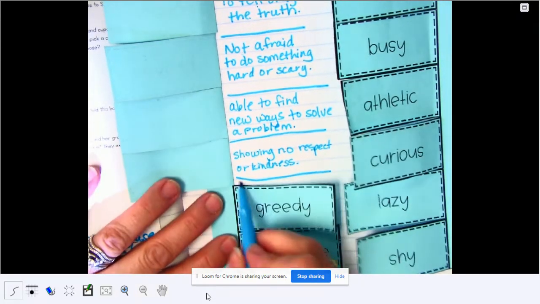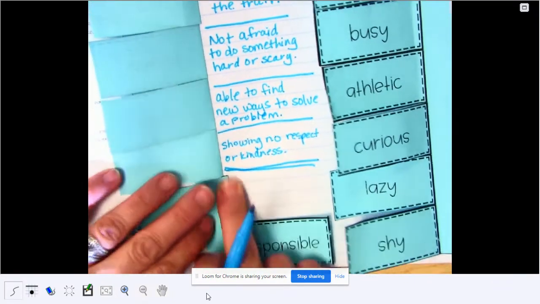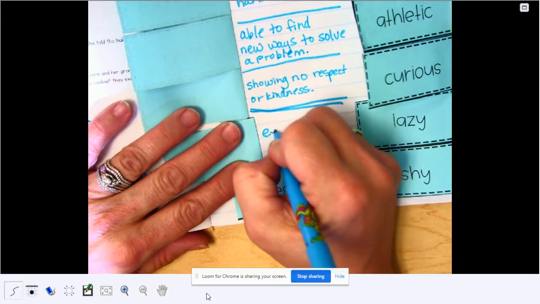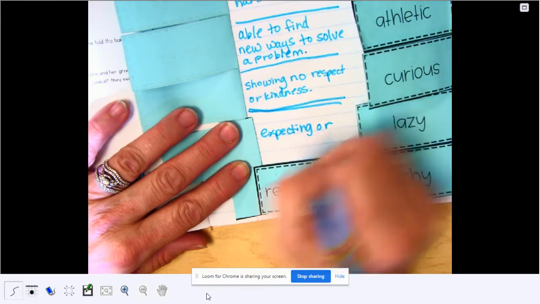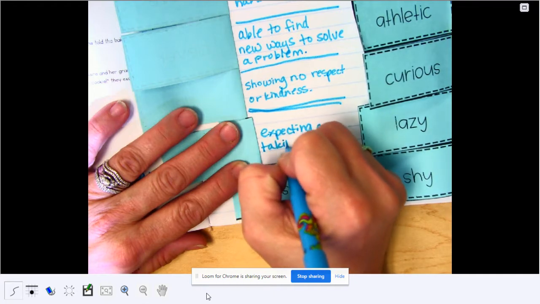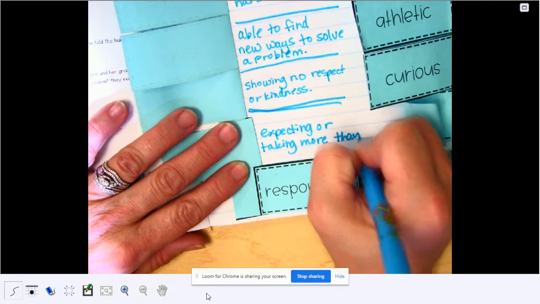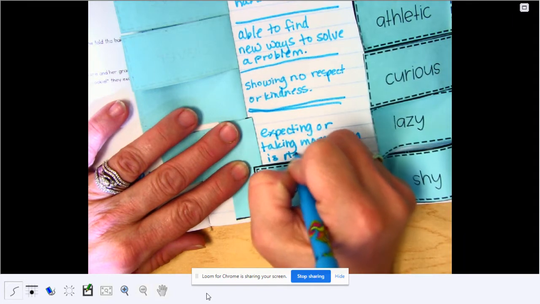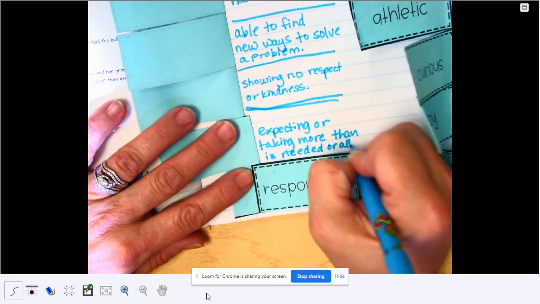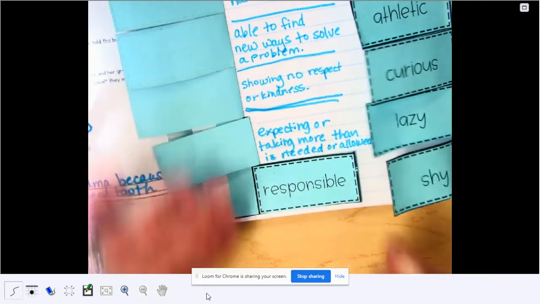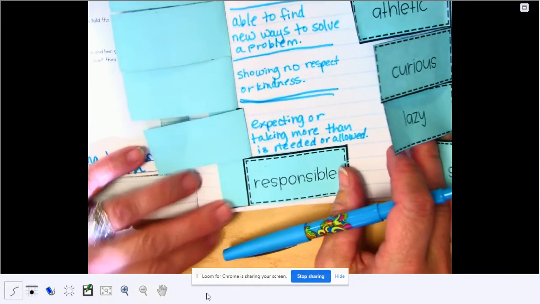Okay. Now we're going to go to greedy. Greedy means expecting or taking more than is needed or allowed. That's being greedy, isn't it? When you take more than is needed or allowed.